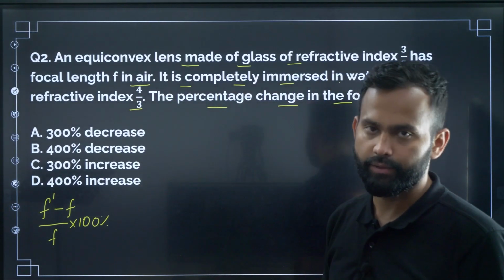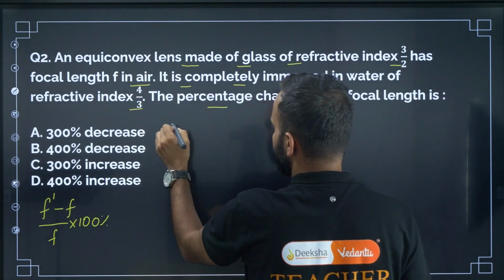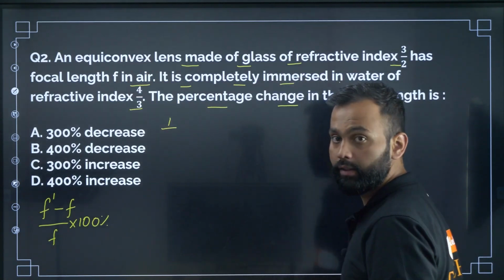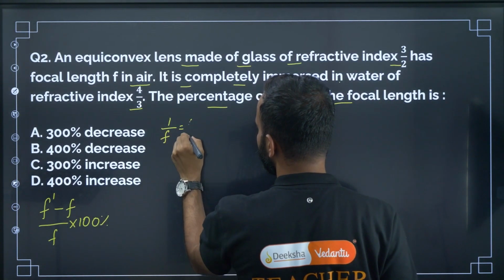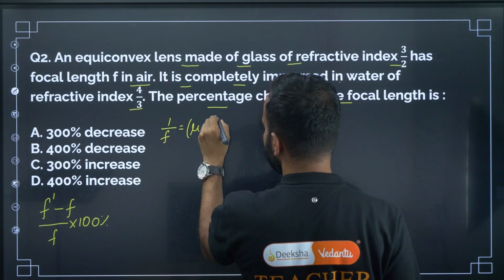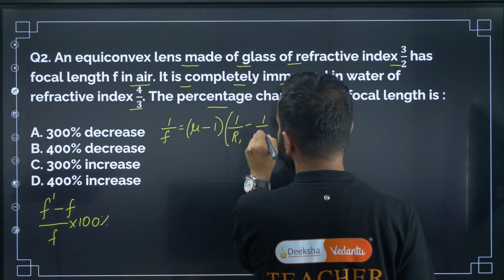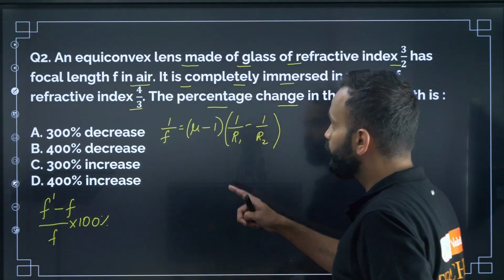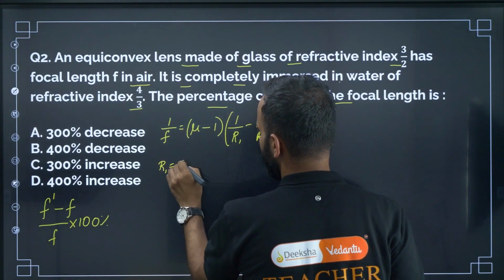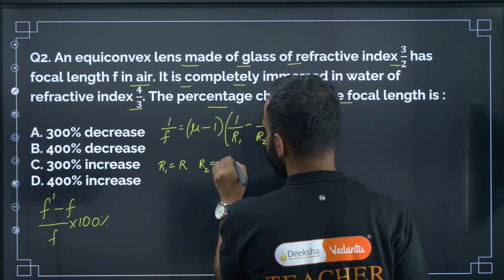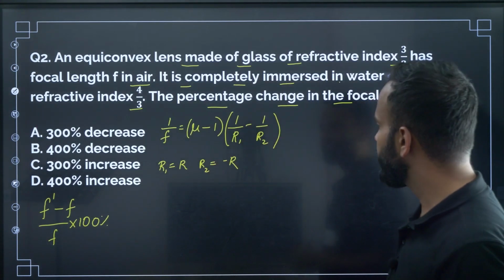This is the percentage change in focal length. Let us find f dash. Here we need to use the lens maker's formula. We know the lens maker's formula: 1 by f equals relative refractive index mu minus 1, into 1 by r1 minus 1 by r2. It is an equiconvex lens, so r1 equals r and r2 equals minus r.